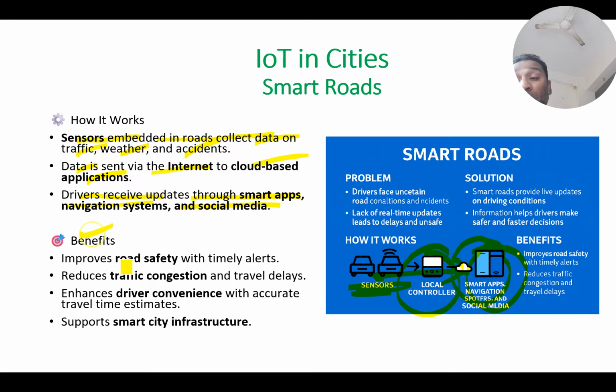Now benefits: improves road safety with timely alerts, right? Of course. Reduces traffic congestion and travel delays, right? Now we see in the maps, in Google Maps, it will show two or three alternative routes. It will say that if you go by this route, the road is good, but there is traffic, it will take 90 minutes. If you take this route, the road is moderate, but you will reach in 40 minutes, there is no traffic, right? We get all such information, which reduces travel delays.